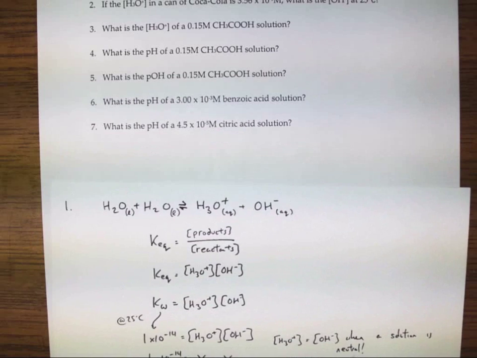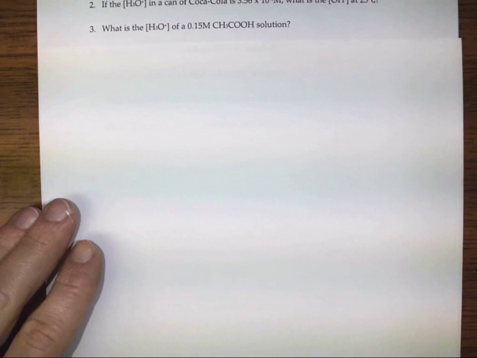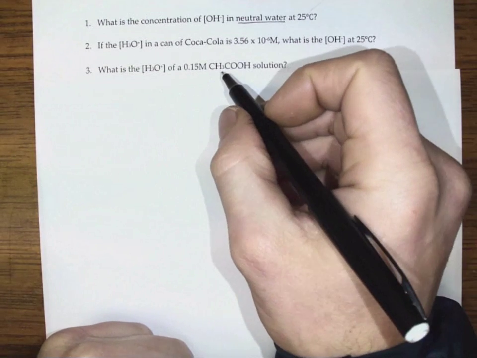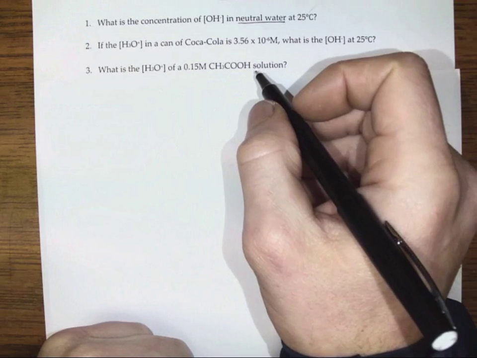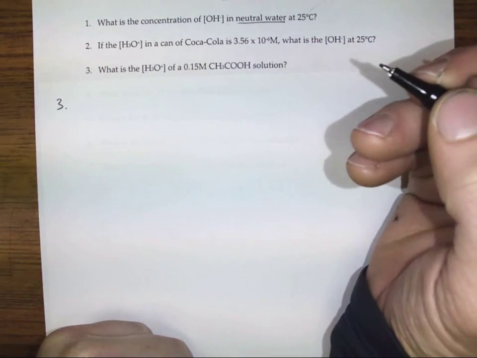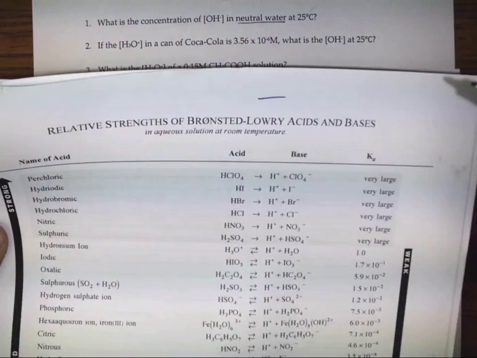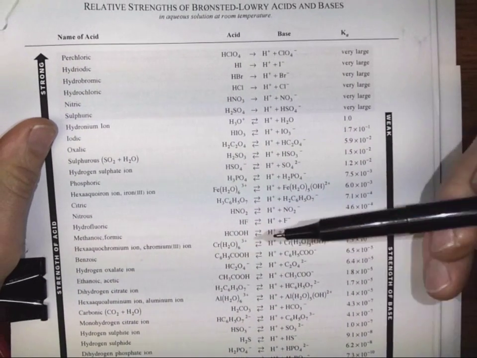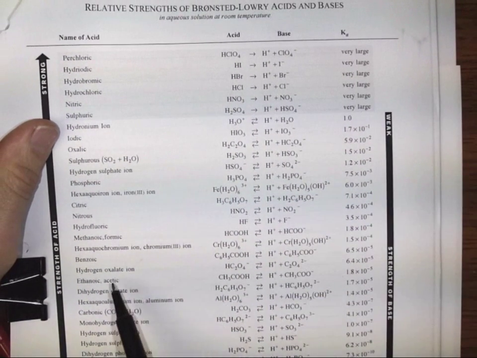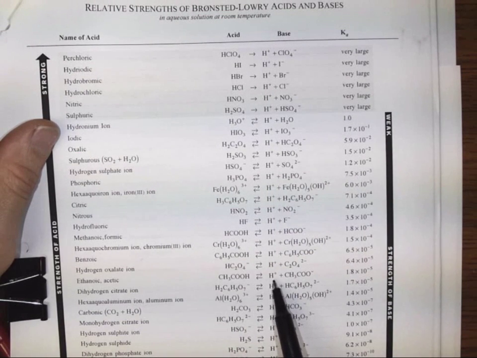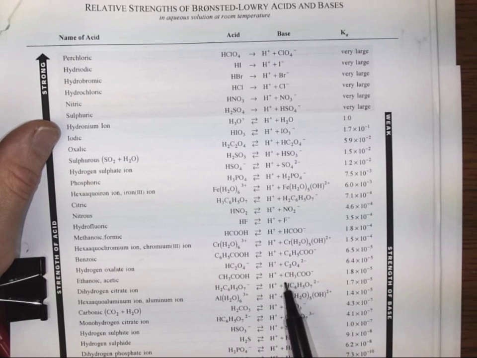Question 3 here. Question 3 asks, what is the hydronium ion concentration of a 0.15 molar acetic acid solution? I know that when I put acetic acid in water, it's an acid, so it is going to react. It's going to donate a proton. That's what acids do. Here's my acetic acid. It donates a proton to a water molecule and makes a hydronium ion, which is condensed on this sheet to just reflect a proton. But of course, a proton itself isn't just floating around in solution. It's always attached. And some acetate.